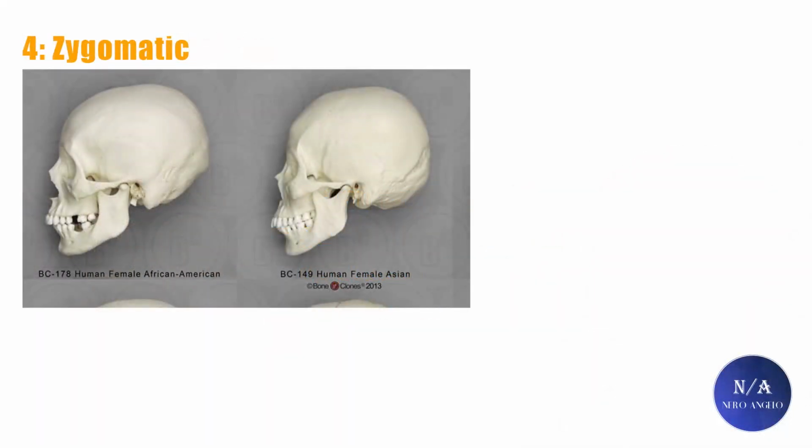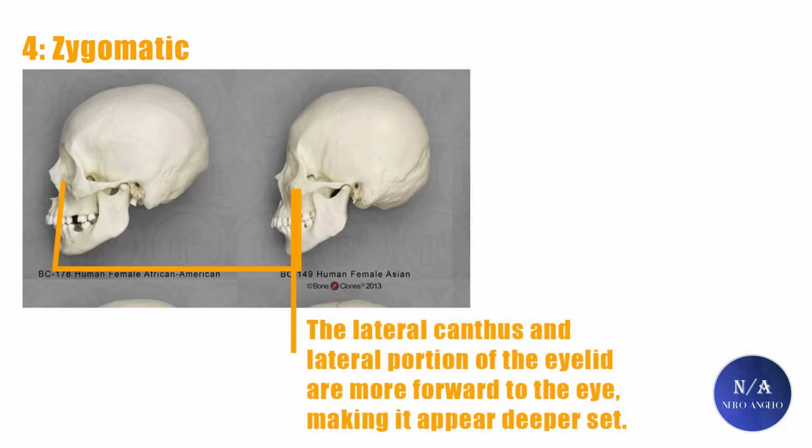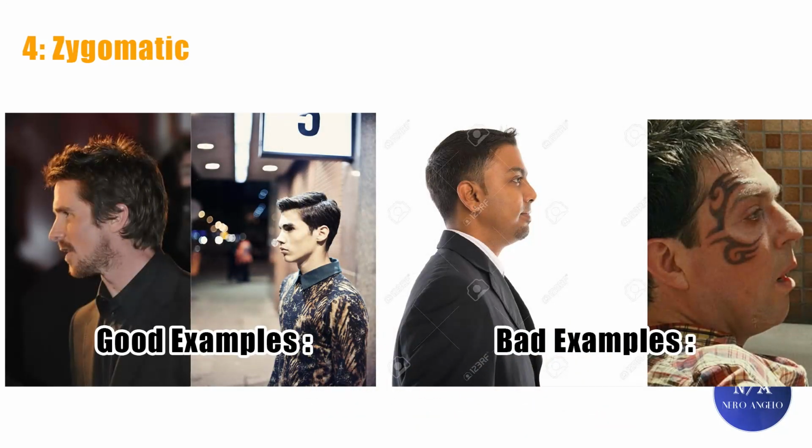The zygomatic bone. This one also isn't talked about a whole lot. Not sure yet if this is a dimorphic trait, but it is certainly a survival trait. Forward-grown zygos means that the zygomatic process of the temporal is long, thus making the zygomatic more forward positioned relative to the eyeball, which makes the eyeball better protected. Also a youthful trait, as the zygomatic process of the temporal recedes as we get older, making the position further back relative to the eyeball. When this happens, the lateral canthus and lateral portion of the eyelid are more forward to the eye, making it appear deeper set. Also contributes to the positive orbital vector.